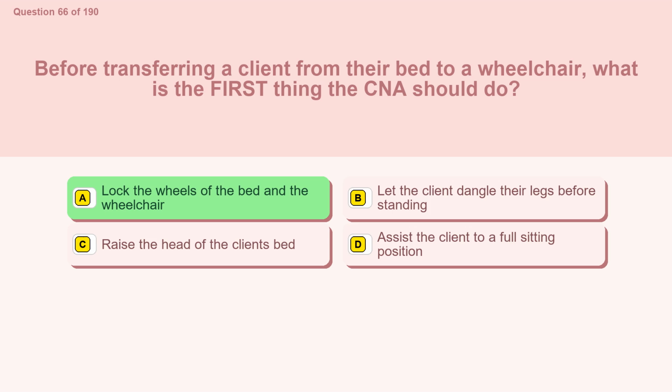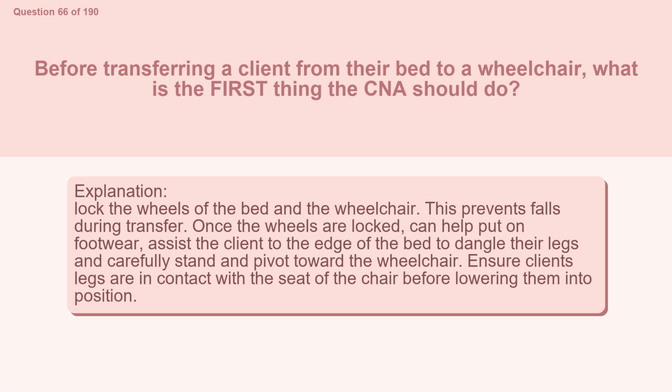The correct answer is option A. Lock the wheels of the bed and the wheelchair. This prevents falls during transfer. Once the wheels are locked, you can help put on footwear, assist the client to the edge of the bed to dangle their legs and carefully stand and pivot toward the wheelchair. Ensure the client's legs are in contact with the seat of the chair before lowering them into position.